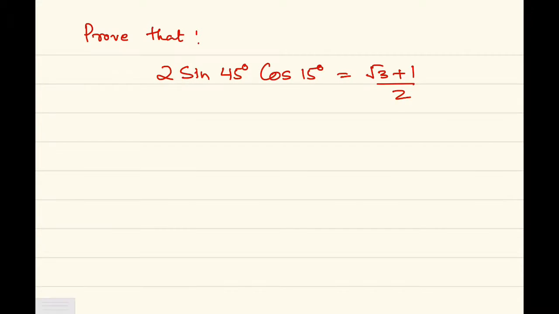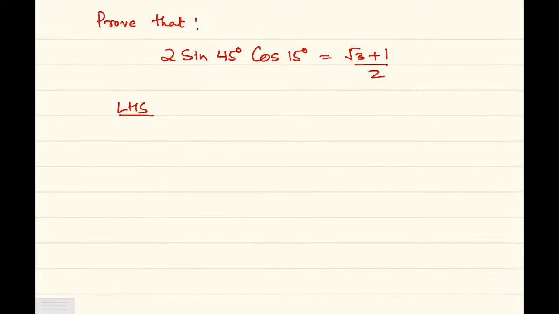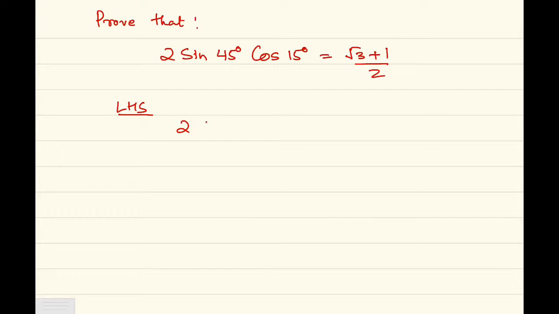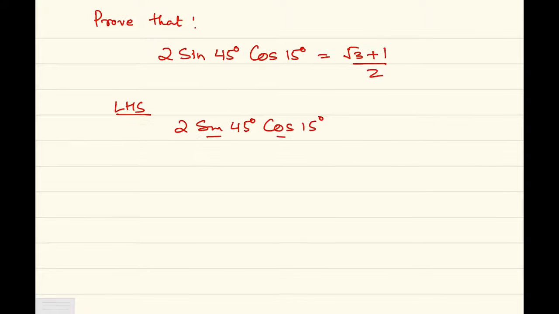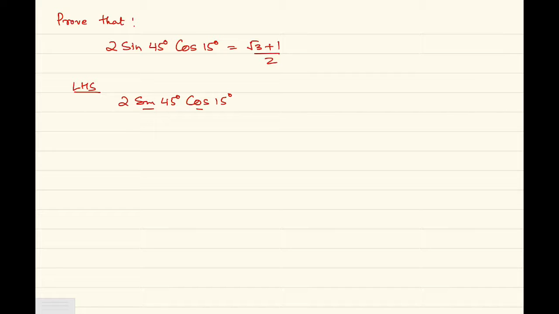Here we have the first sum based on those formulas. Prove that 2 sine 45 cos 15 degree equals root 3 plus 1 divided by 2. Quite an easy sum. The left hand side, let me write it down here. So it is 2 sine 45 degree cos 15 degree. This looks like the sine cos combination formula, isn't it? Let me write down the formula. What was the formula? Sine cos, cos sine. So that's the first formula.